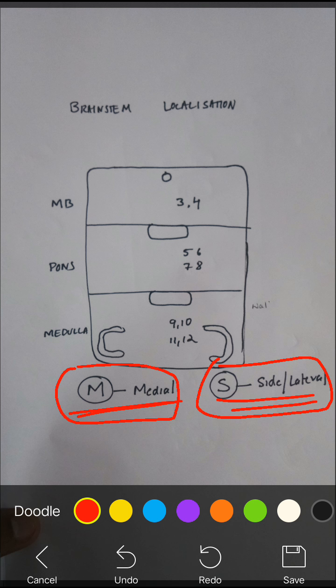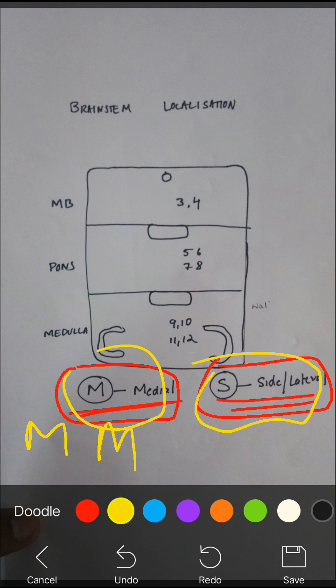Which are the tracts starting with the letter M? The motor tracts, like the medial longitudinal fasciculus, or the corticospinal tract. If these tracts are involved, then it is a medial syndrome. And if any tract starting with the letter S is involved, then it is a lateral syndrome, like the spinothalamic tract, spinocerebellar tract, or any other sensory tract, or a sympathetic tract.